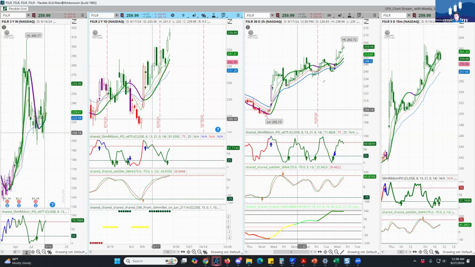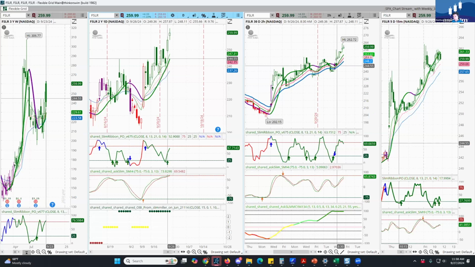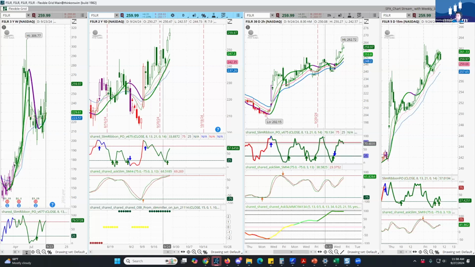But looking at the 2 hour for opportunities on pullbacks, where you have a pullback and then you have a new resumption, and getting a confirmation of that resumption via the slim ribbon or the reversal scout, or watching the slim ribbon PO. That's my analysis on FSLR.